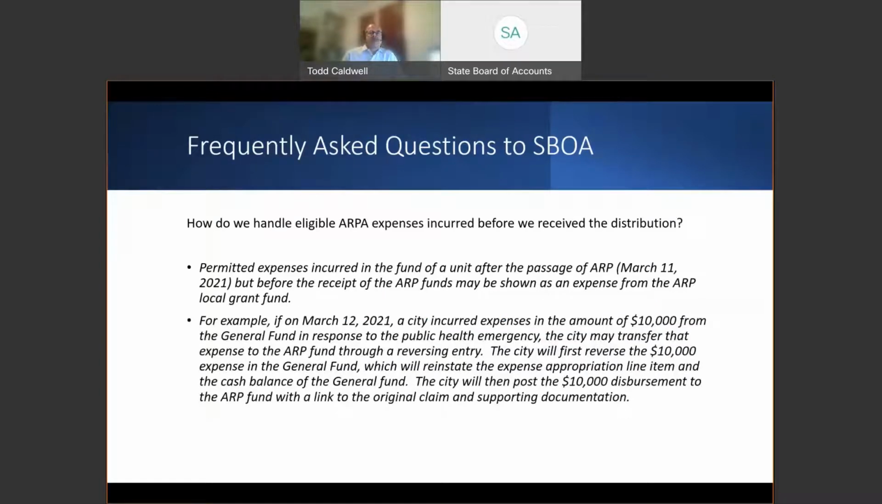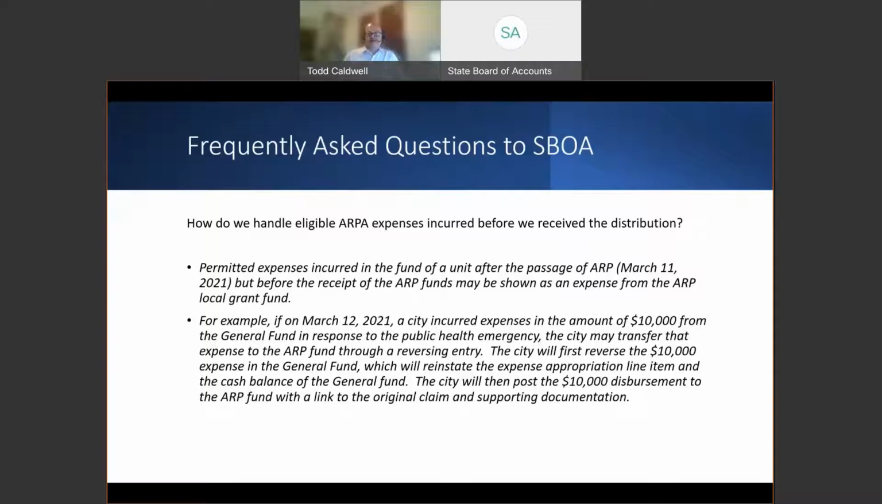Another question is, how do we handle eligible ARPA expenses incurred before we receive the distribution? Well, permitted expenses incurred in a fund after the passage of the ARP Act, but before the receipt of the funds can be shown as an expense in your ARP local grant fund. And then we give an example. If on March the 12th of 2021, a city incurred expenses of $10,000 from their general fund that did respond to the public health emergency, that city can transfer that expense to the ARP fund through a reversing entry.